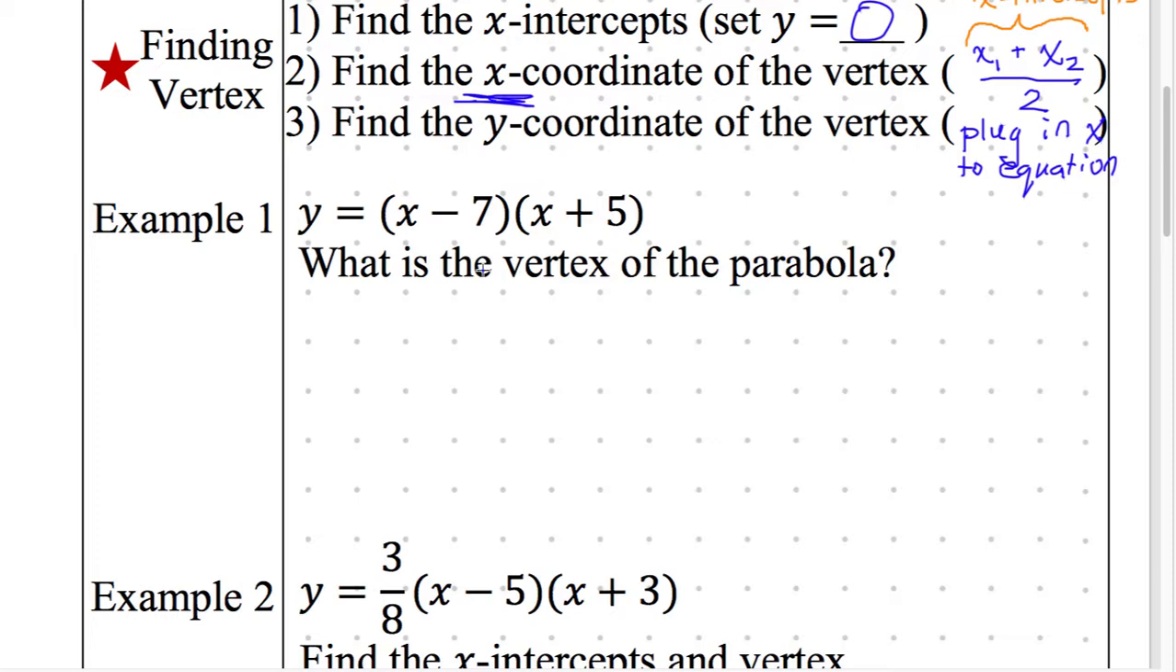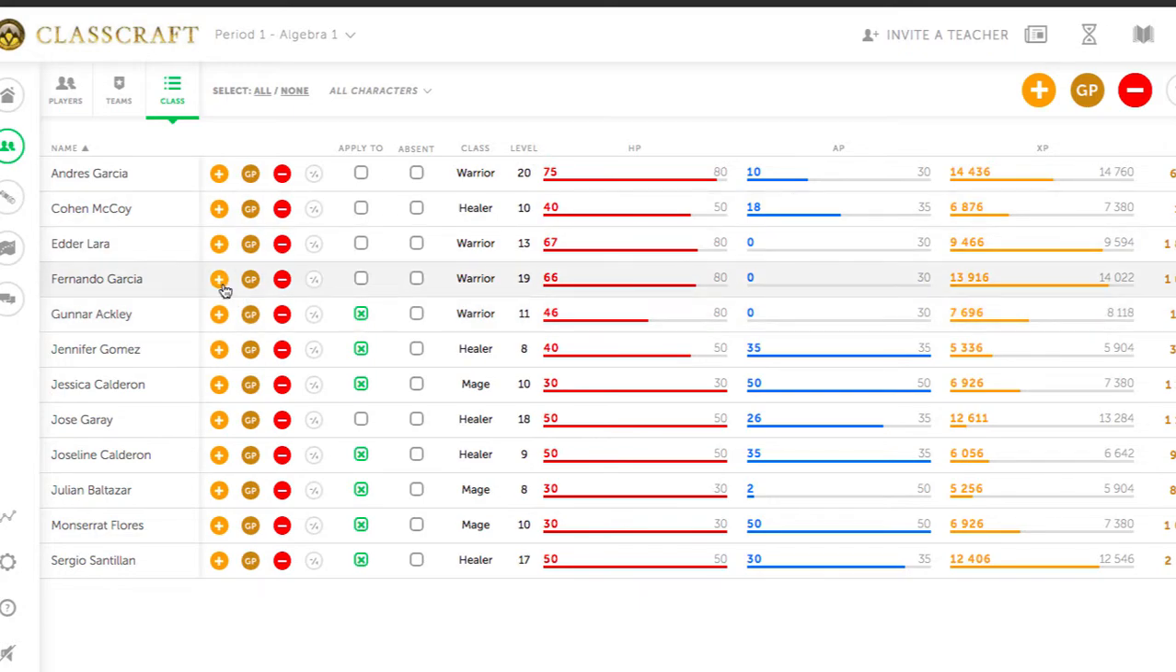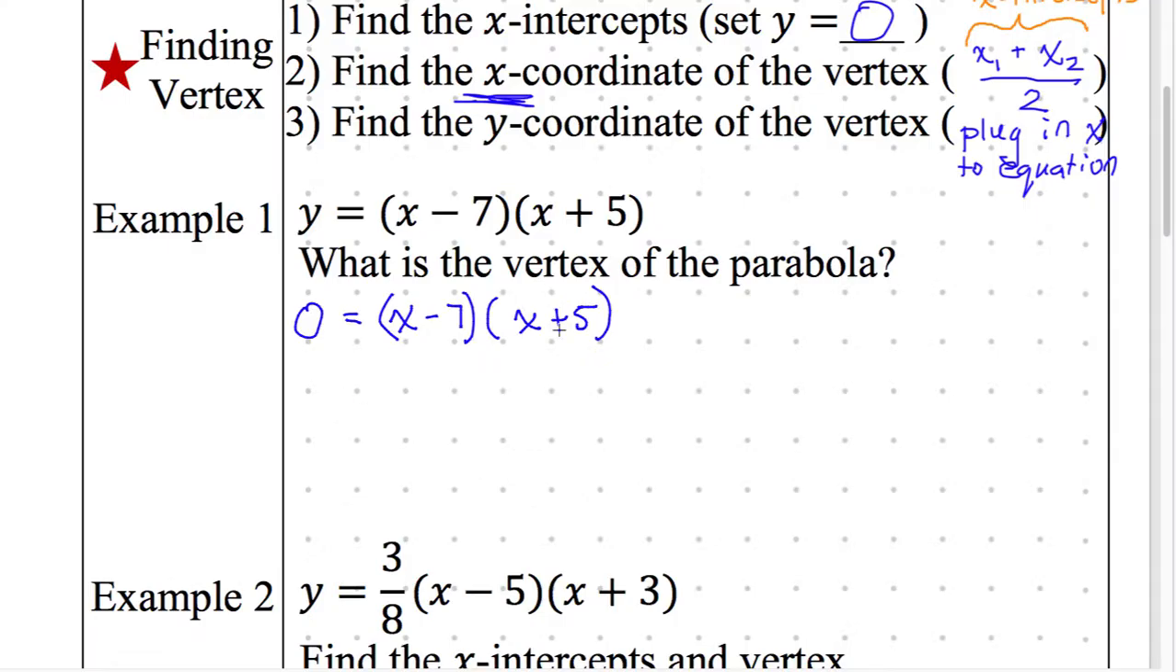Fernando. Set the y to 0. So here's my y. I'm going to set that to 0. I'm going to rewrite it. Here we go. 0. And I'm going to rewrite the right-hand side, x minus 7, the quantity of x minus 7, times the quantity of x plus 5. All right, Fernando got the first step for us. Thank you, Fernando. All right, and this is a review from the weekend, review from Friday.